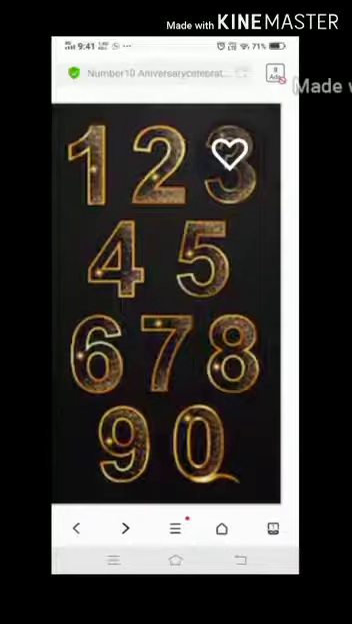Let us watch the video also for natural numbers and whole numbers.